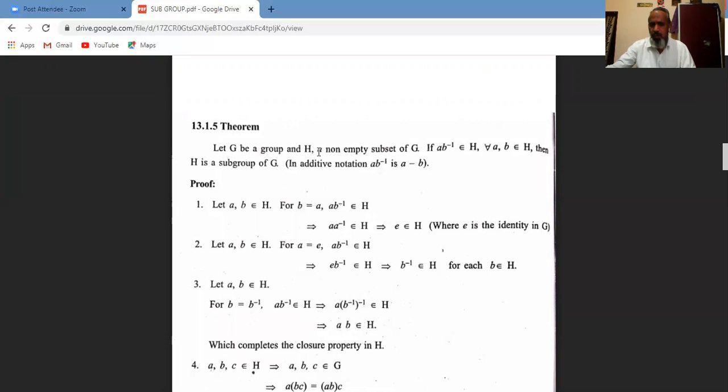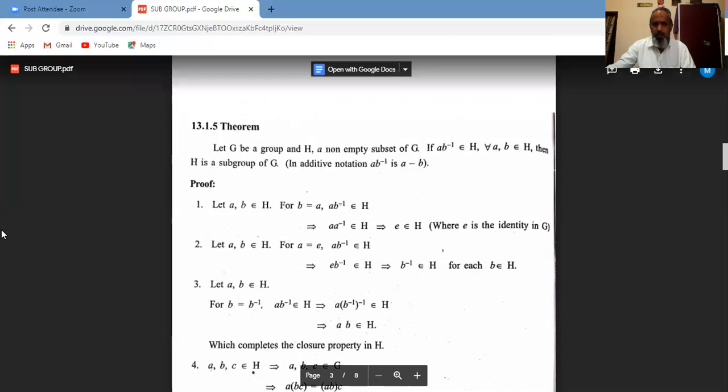If G is a group and H is a subgroup of G, what is H? A non-empty subset of G. This non-empty subset H is said to be a subgroup of G if and only if A B inverse belongs to H. So this is the one step test. If we take two elements A and B belongs to H, and if we satisfy this condition A B inverse belongs to H, then H is said to be the subgroup of G. Now how to prove? By using the properties of groups, we are proving this theorem.